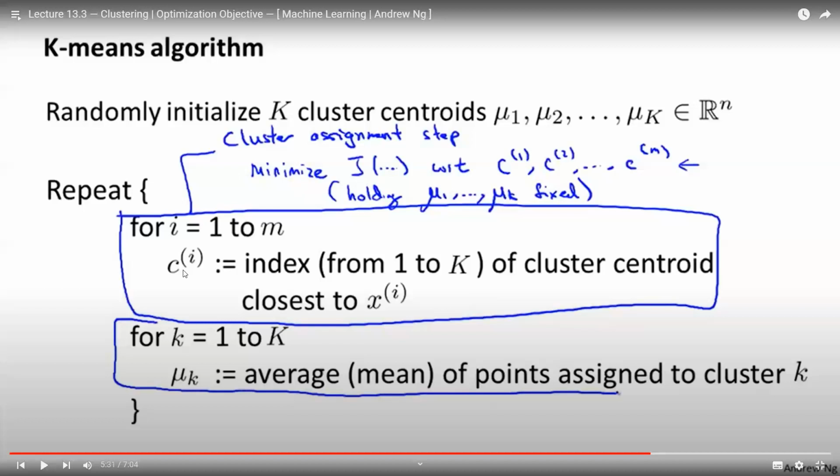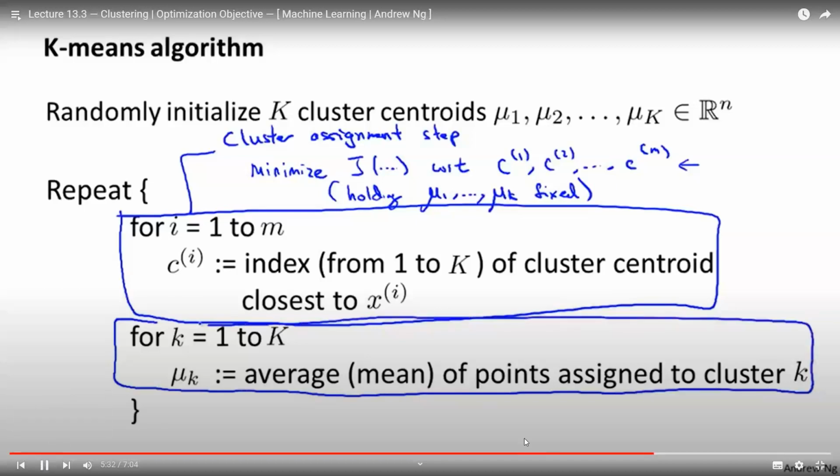The second step is to take the average or the mean of the current cluster's data points to give a new mu, or a new centroid value. Then we will repeat the steps until it converges.